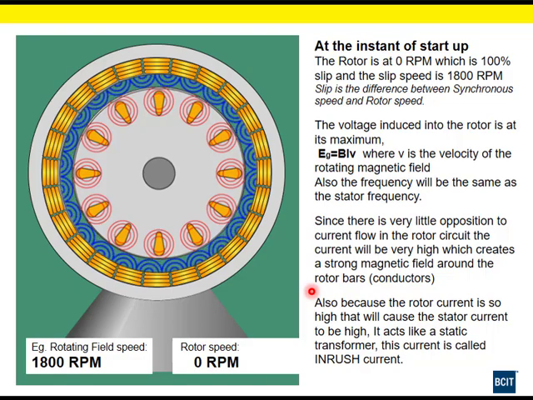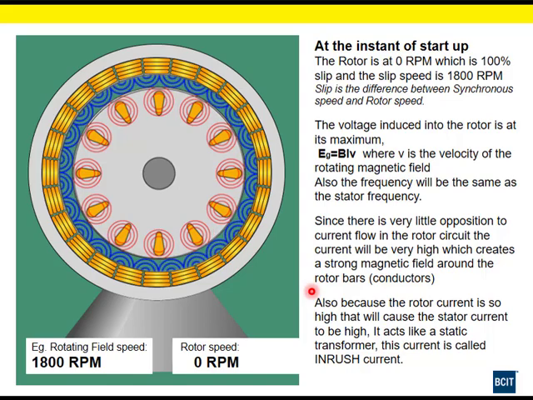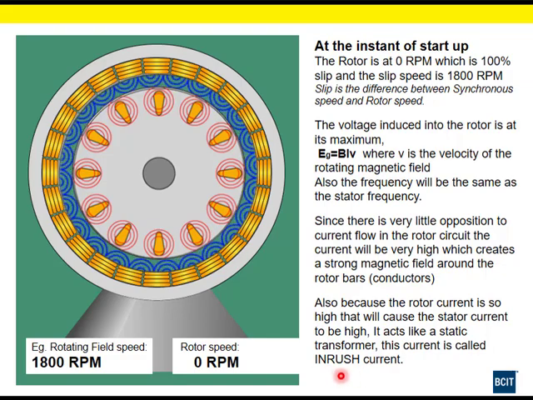If you add load onto the secondary of a transformer, the current is going to go up on your secondary, which is going to make the current go up on your primary. Same thing happens in a standard induction motor. As it says here, it acts like a static transformer. This large increase in current is what we call inrush current.